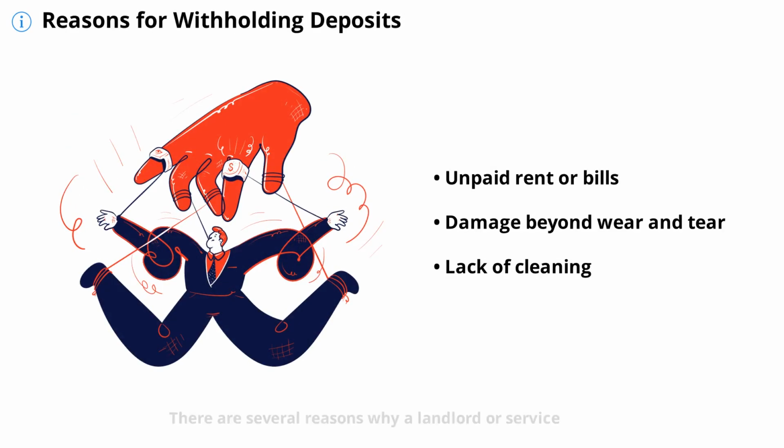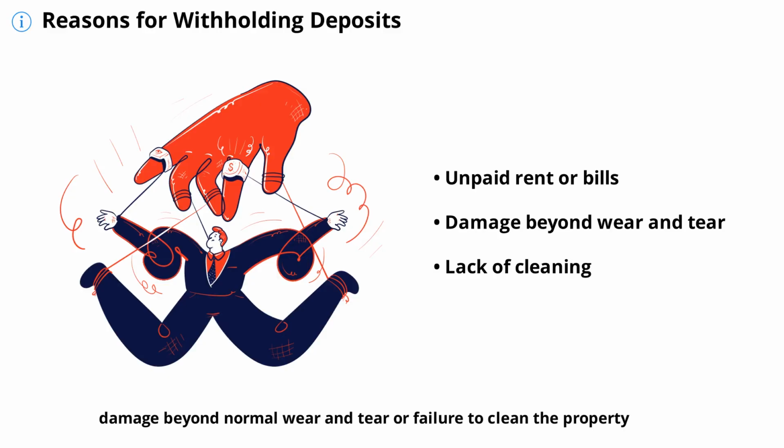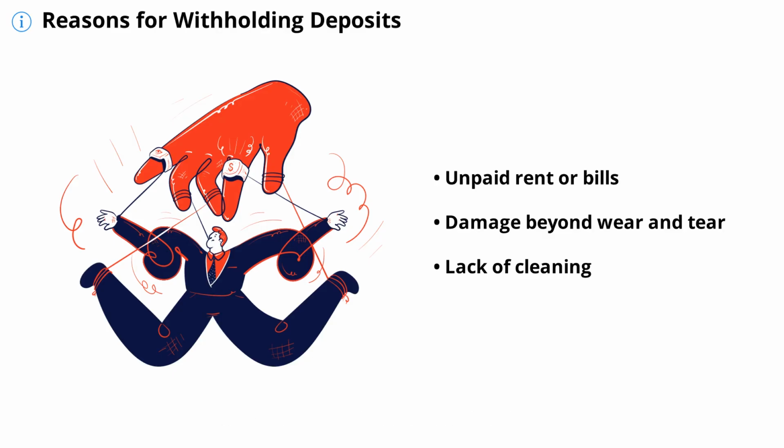There are several reasons why a landlord or service provider might withhold part or all of your security deposit. The most common reasons include unpaid rent or bills, damage beyond normal wear and tear, or failure to clean the property. It's important to understand what counts as normal wear and tear versus actual damage. Always ask for a detailed explanation if any part of your deposit is withheld.